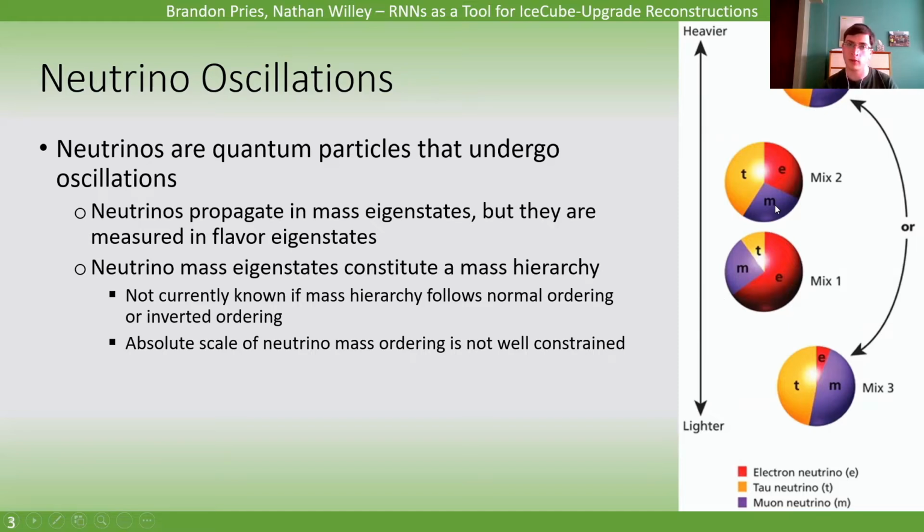The absolute scale of the mass ordering is not super well constrained. There are upper limits on the order of like 1 eV or 1/10 of an eV. But the differences between these mass eigenstates are on the order of like 10 to the minus 5 eV. So there's several orders of magnitude in range where they could be.